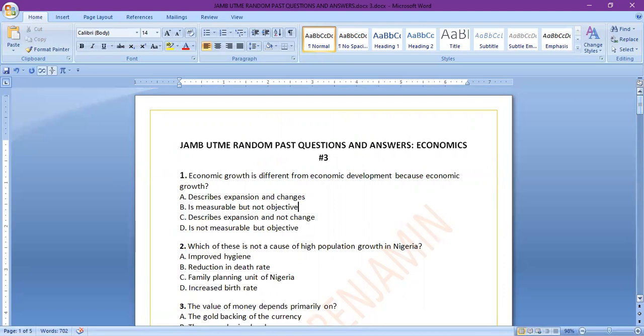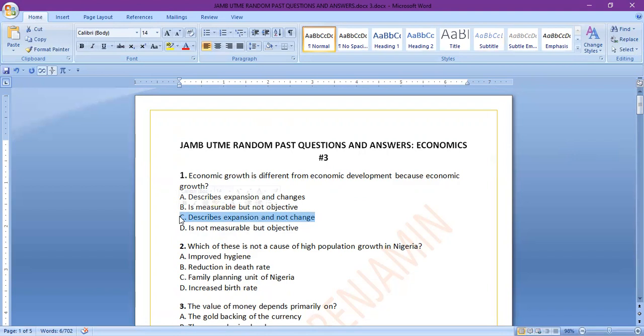Number one, economic growth is different from economic development because economic growth, A, describes expansion and changes. B, is measurable but not objective. C, describes expansion and not change. D, is not measurable but objective. So the answer to this question is C, because economic growth describes expansion and not changes.